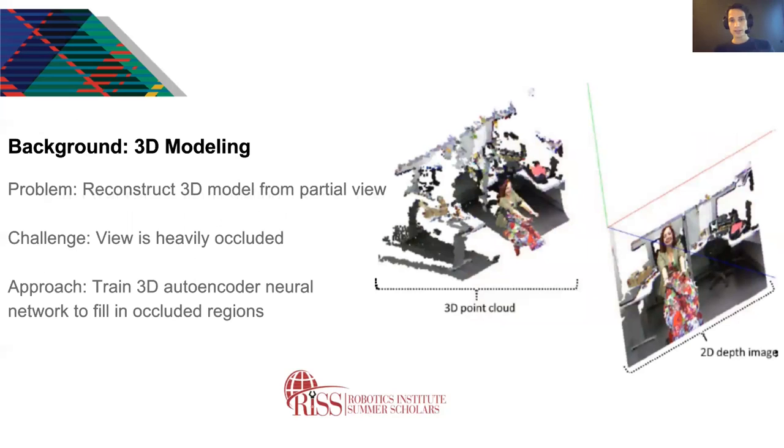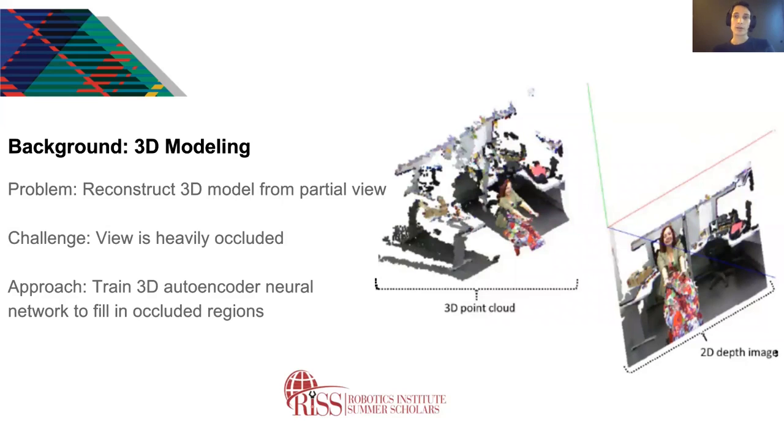And 3D modeling is a well-researched topic in computer vision. And one of the problems here is to reconstruct a 3D model given only a partial view. So for example, when you have a 2D depth image, as you can see on the right-hand side here, and you want to convert this into a 3D point cloud, you'll end up having a lot of blank space in this point cloud because some objects will occlude the view on what's behind them.